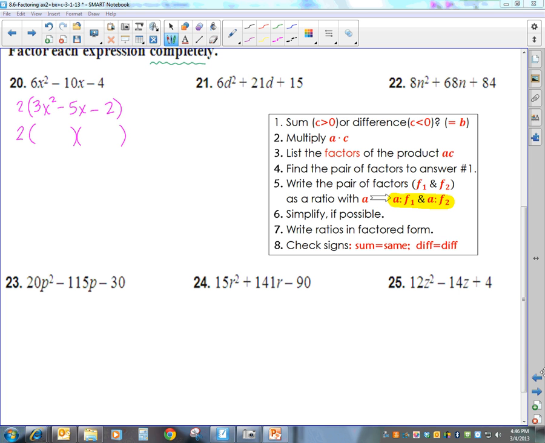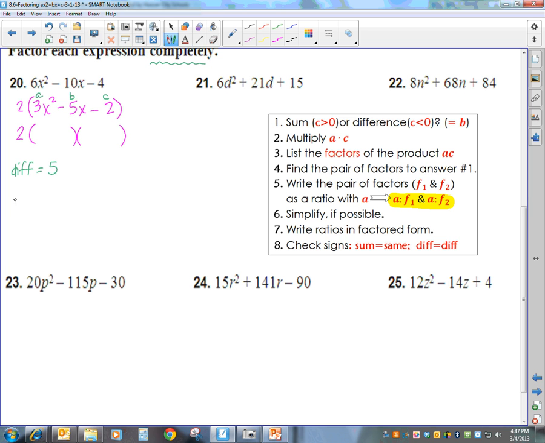In the methods that we use, here are our steps. The first step is, are we looking for a sum or a difference? This tells us it's a sum if c is greater than 0, a difference if c is less than 0. So this is my A, this is my B, this is my C. C is less than 0, so that means that I'm looking for a difference. And that difference will always be equal to B. So B in this case is 5.